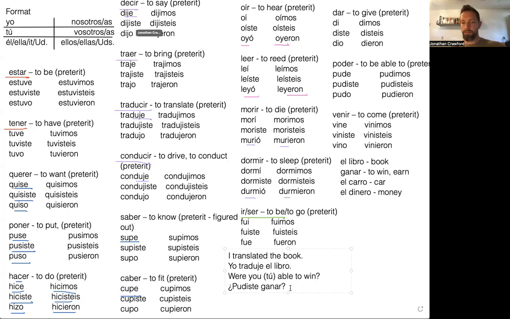Just so you know, if you are in Mexico, it's common to put an S at the end of pudiste. You might say pudistes. That is what they call un mexicanismo. Colloquially, it's correct. But other countries don't do that. They'll leave the S out. So, pudiste ganar, pudistes ganar. Were you able to win?